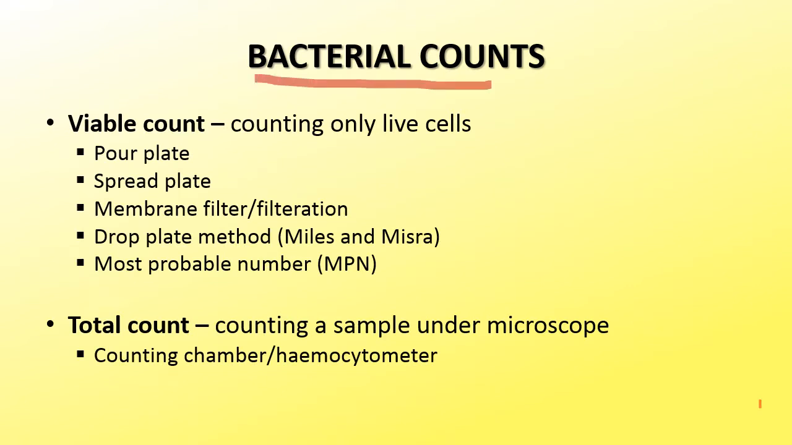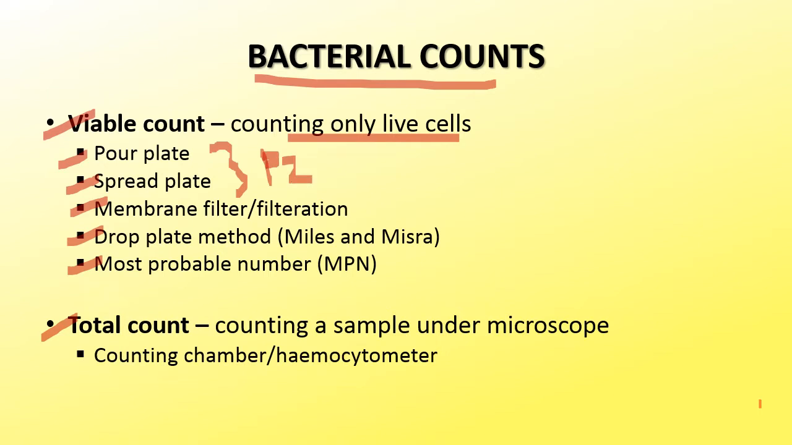Bacterial counts can be performed either using a viable count or a total count. Viable count means we are counting only the live cells. The viable count methods include pour plate, spread plate, membrane filter or filtration, droplet method also known as Miles and Misra, and most probable number, in short form MPN. Just take note that you will do pour plate and spread plate in your practical too.